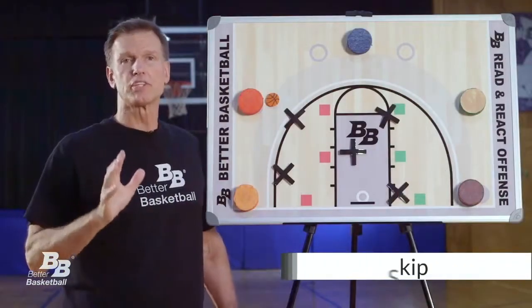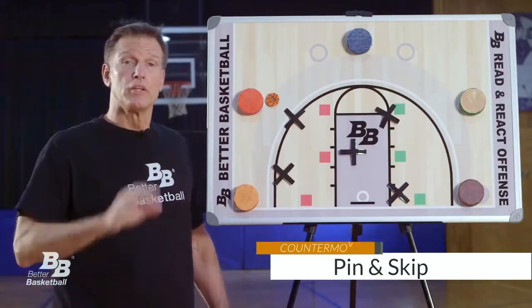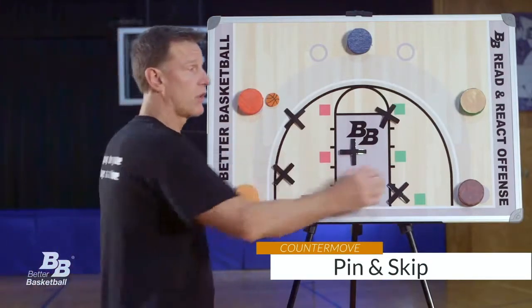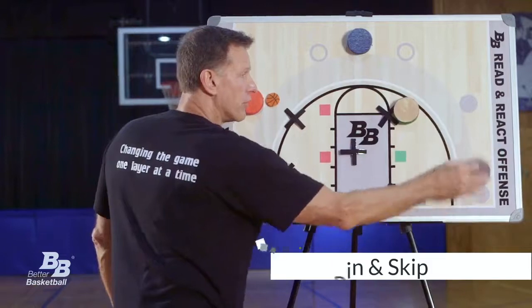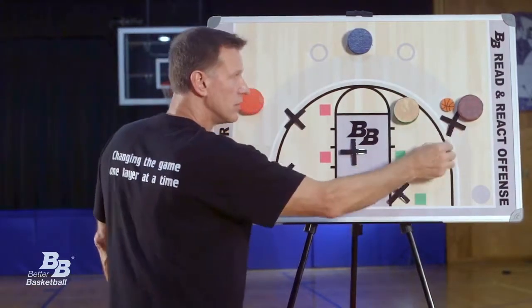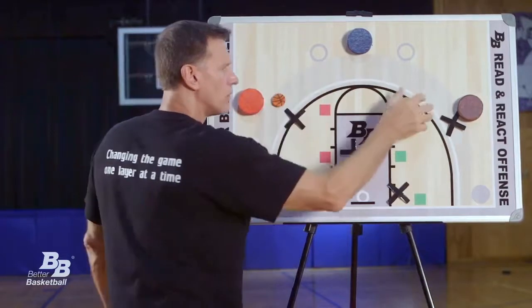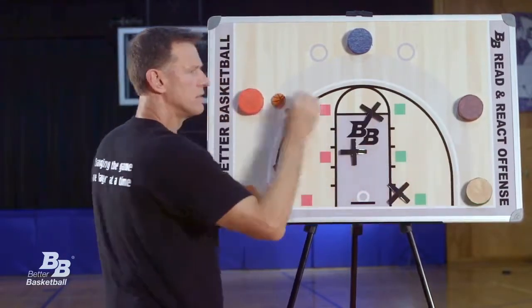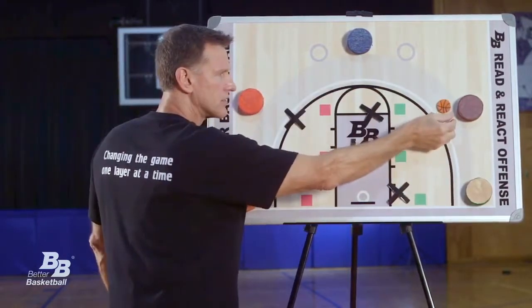Why would a pin and skip crack open the zone? The pin and skip will create a desperate closeout from a defender, like this, but so will a simple skip pass.